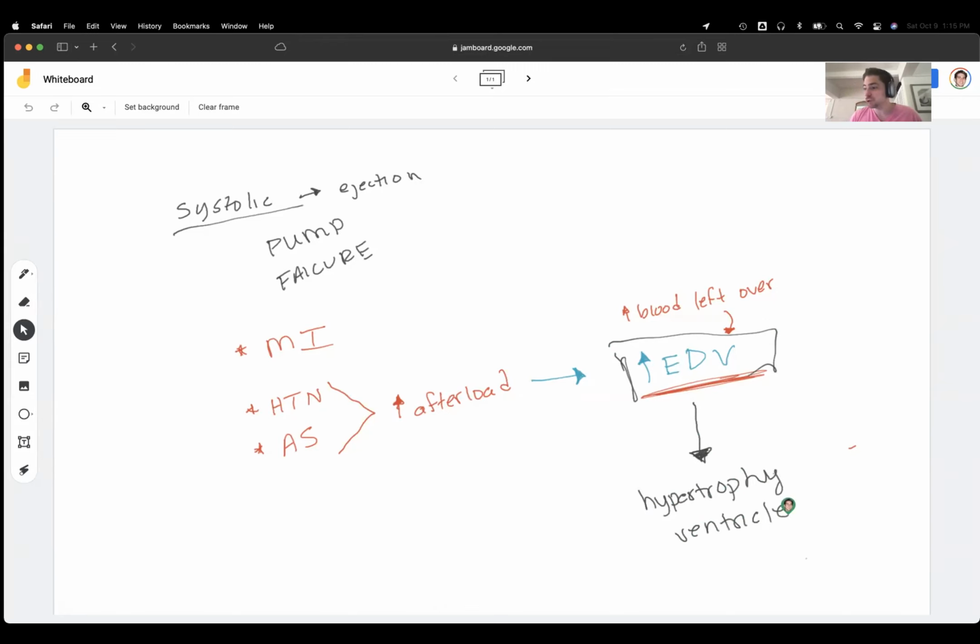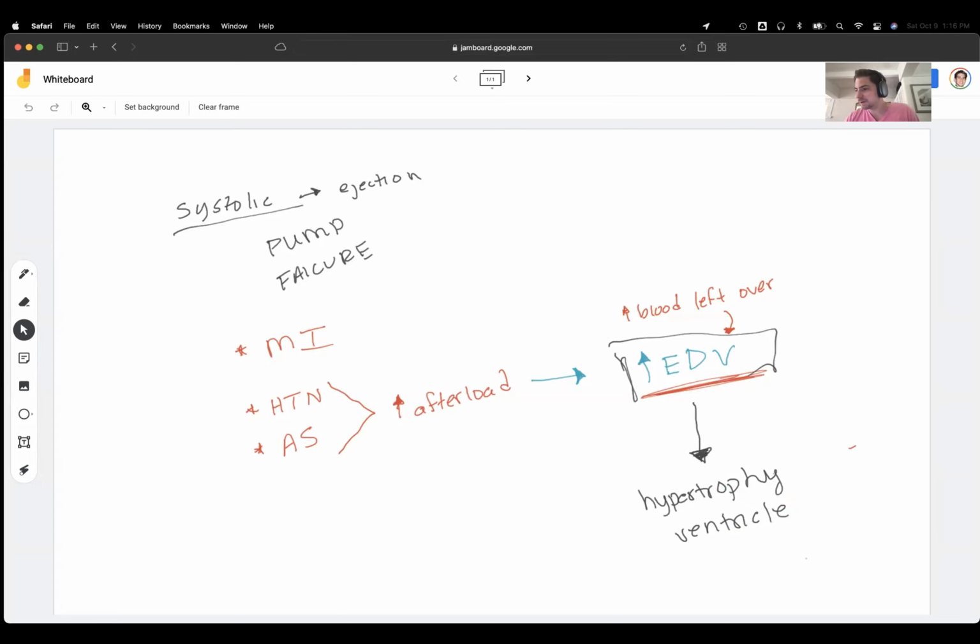Why are you doing that? You're trying to make the pump strong again, right? That's your goal. Now, the body's not thinking about the long-term consequences of hypertrophying the ventricle. It's saying this pump isn't pumping a lot of blood, so we're going to try to hypertrophy the ventricle. We need to make the ventricle thicker so the pump works better. Okay, right. So you're starting to do this.